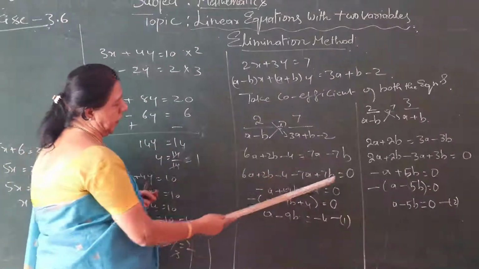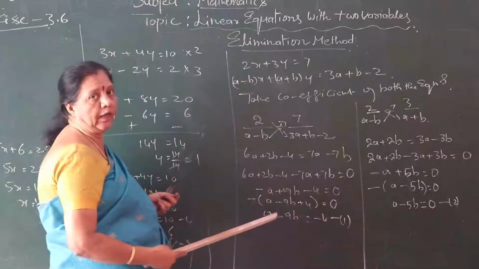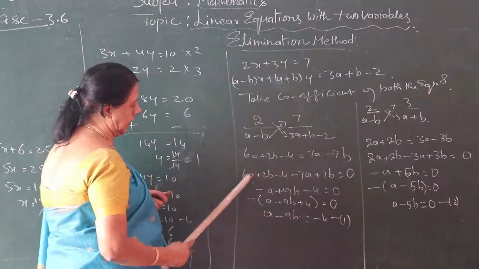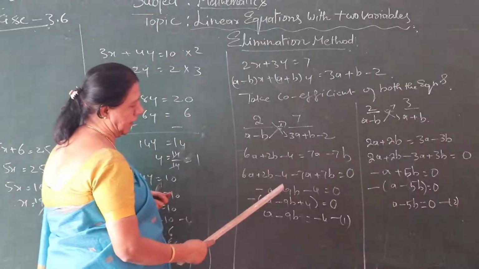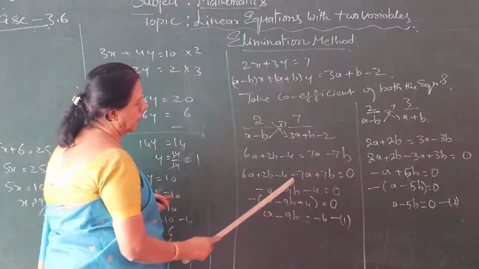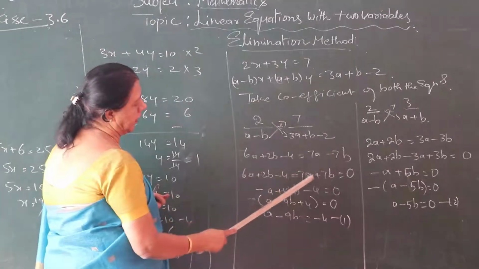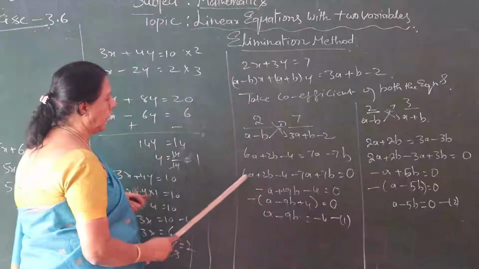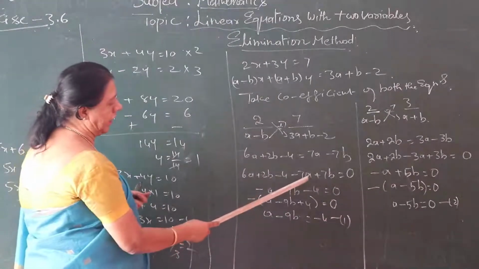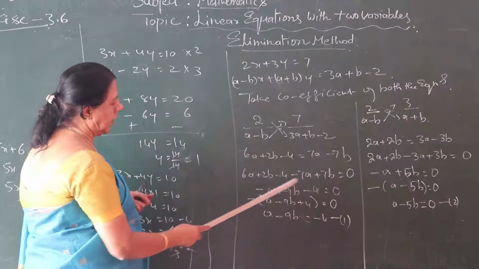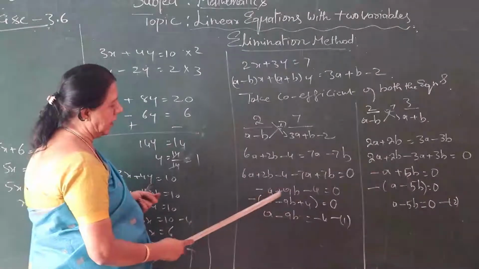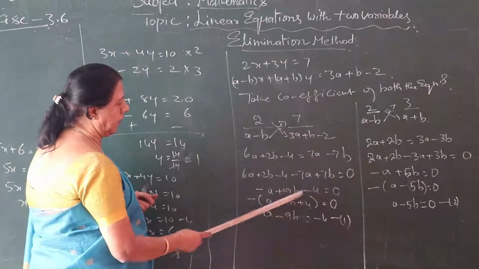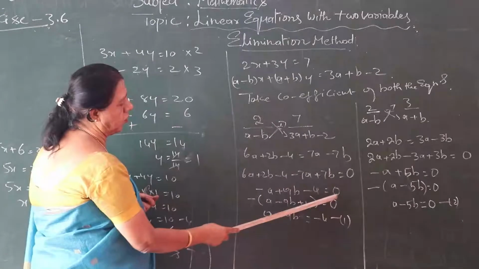Now you simplify. Transfer the right hand side to the left hand side. All the terms are on the right. 6a plus 2b minus 4 as it is. You transfer here, plus becomes minus, 7a minus becomes plus 7b, is equal to 0. So 7a is greater, that is why minus 7a minus 6a, minus a. Plus 2b plus 7b, 9b. The remaining is minus 4 is equal to 0.